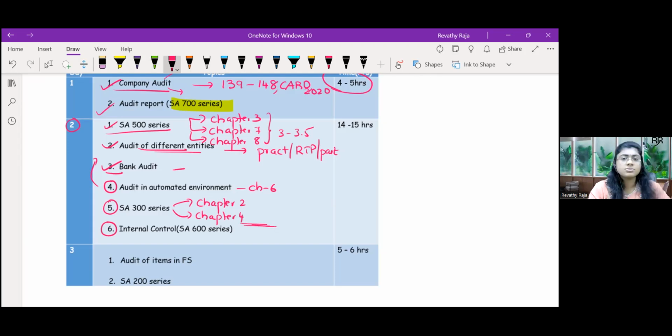Then again, towards night, take rest, have dinner. When you are approaching the night, I know you are a little bit tired, so go for a small topic, which is half a chapter, chapter number 4, internal control. In that, you have one more SA, which is 610: External auditor using the work of internal auditor.